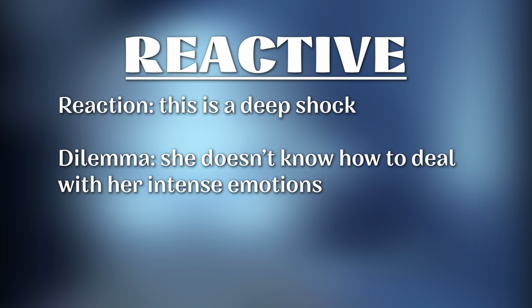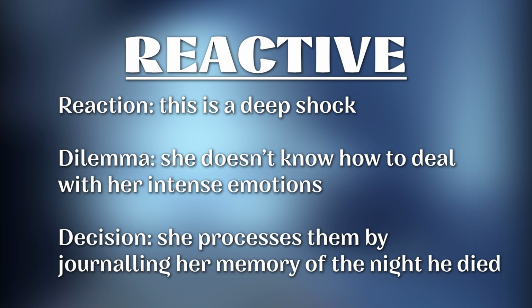We see her reaction, this is a deep shock, she faces a dilemma, she doesn't know how to deal with her intense emotions, and she makes a decision. She processes them by journaling her memory of the night he died. Flashbacks often detail the emotional makeup or explain the thinking of a character, so they very naturally fit into exploring the emotional reaction that they have, or how they deliberate on the dilemma by showing how they've dealt with things in the past, or how Cynthia Hand does it by integrating it into the decision part.